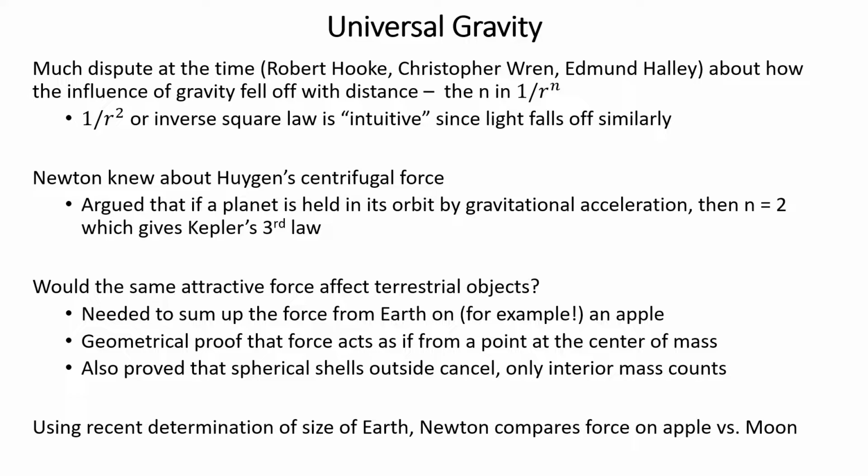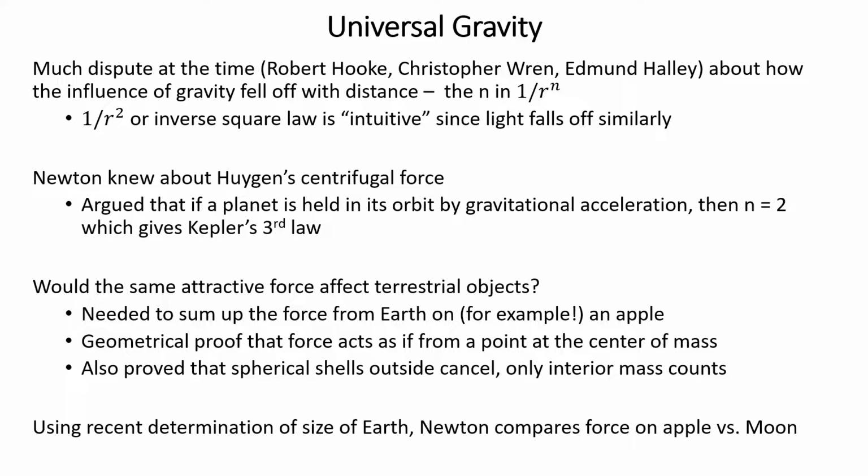In other words, what was the power in the force law, 1 over r to the n? Did it fall off linearly with the distance, or is it inverse square? It was intuitive that it might be an inverse square law, since light falls off similarly. When you double the distance from a light source, the intensity through any point goes down by a factor of 4. Treble it, it goes down by a factor of 9. And physicists thought that that force law might apply to gravity as well. But they didn't know and they couldn't prove it.